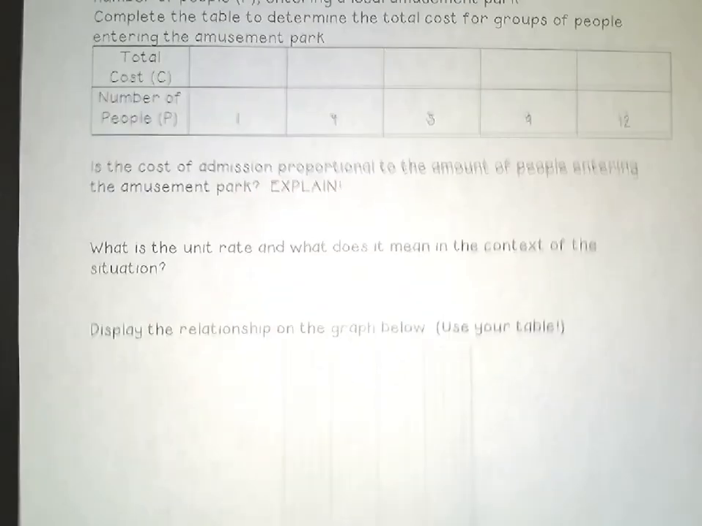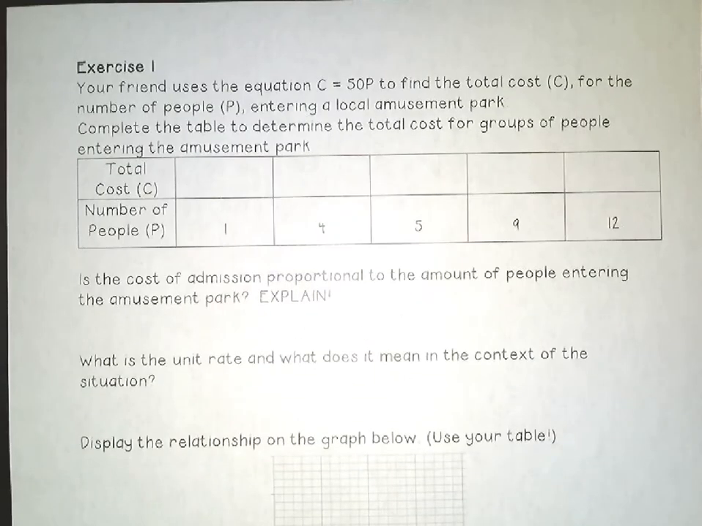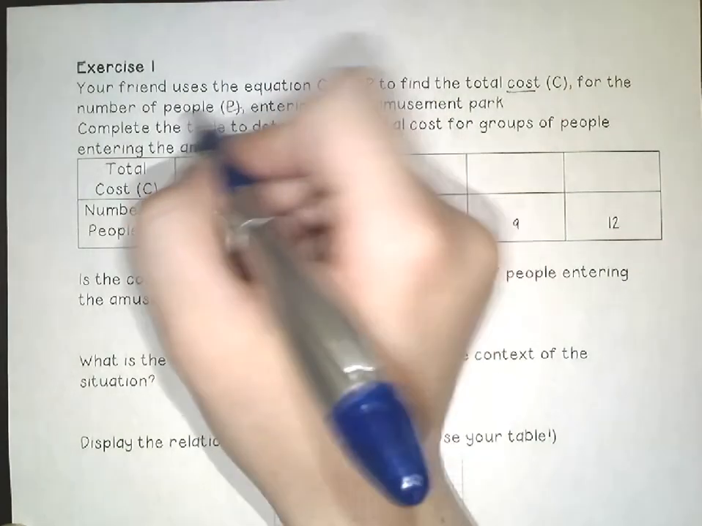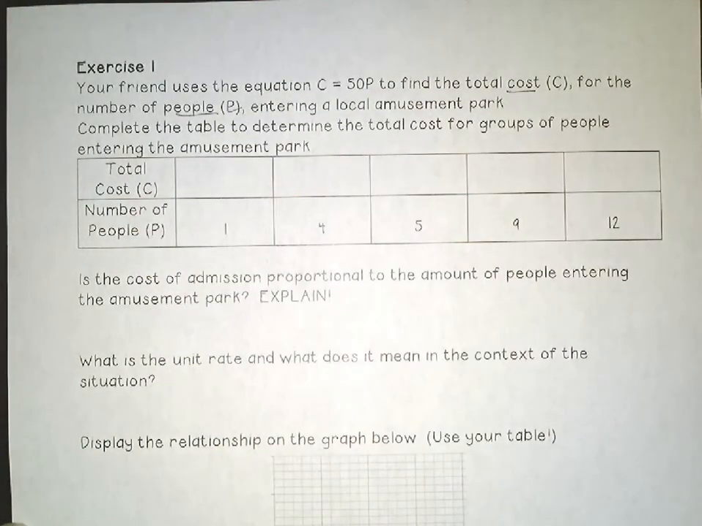All right. Next exercise here. Your friend uses the equation c equals 50p to find the total cost for the number of people entering a local amusement park. So c equals 50p. C is the cost. P is the people. Complete the table to determine the total cost for groups of people entering the amusement park.